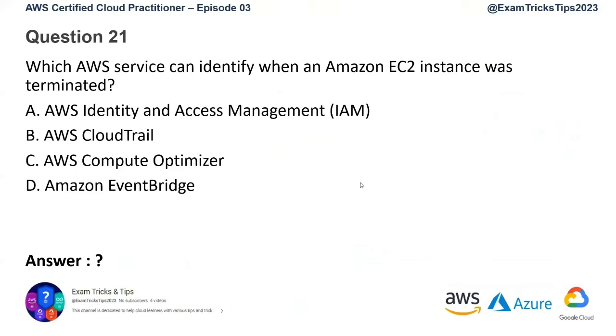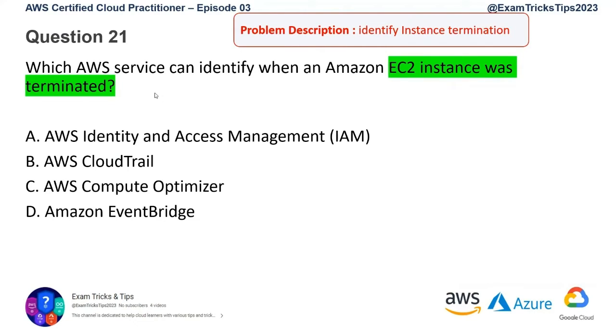Let's start with the questions. Question number 21. Which AWS service can identify when an Amazon EC2 instance was terminated? Please read the question. If you like, pause the video, identify your keywords. I hope you have gone through the question. So the key question is we need to know the service which can be used to identify if an EC2 instance was terminated. The first option we have is AWS IAM.